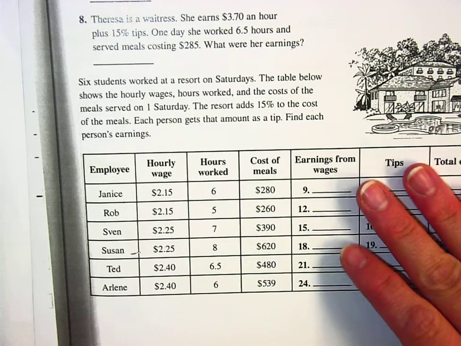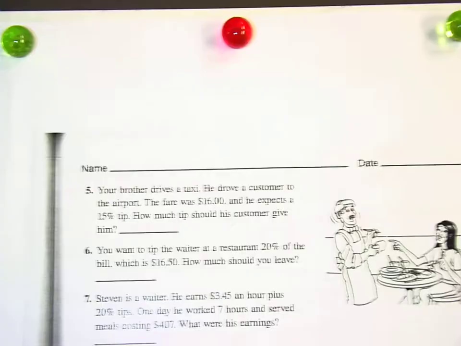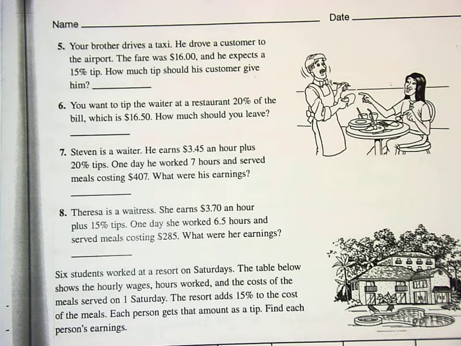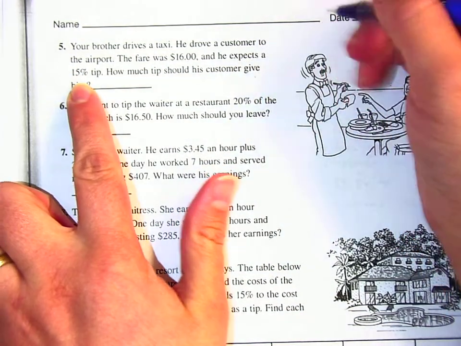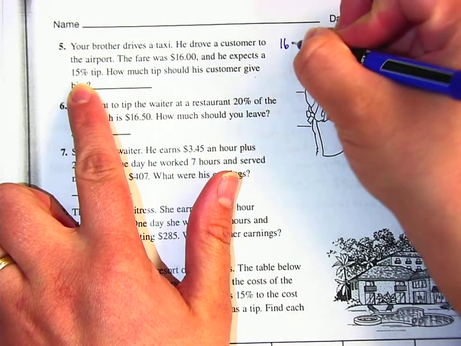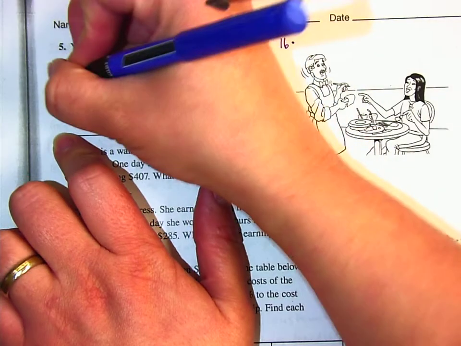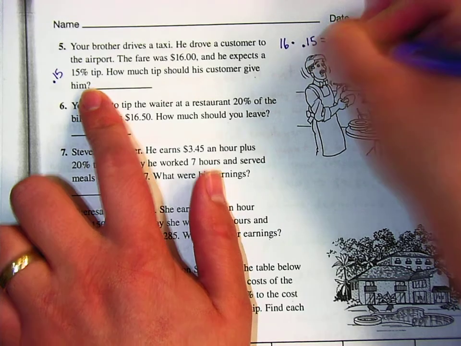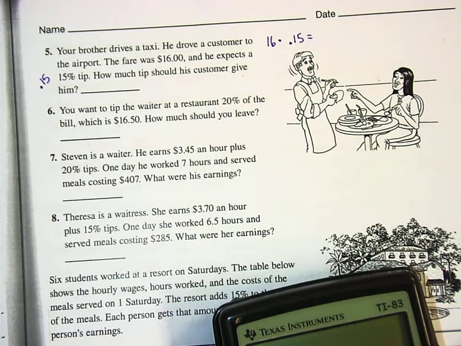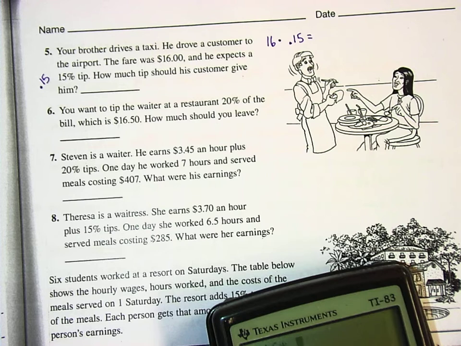So we're going to do a couple questions here and there. Let's try number 5. Your brother drives a taxi. He drove a customer to an airport. The fare was $16 and he expects a 15% tip. How much tip should his customer give him? Okay, so to figure out 15%, you can take $16 and multiply by, as a decimal, 15% would be 0.15. So if you multiply by 0.15, that will tell you the tip. It won't tell you the price of the whole thing, just the tip.